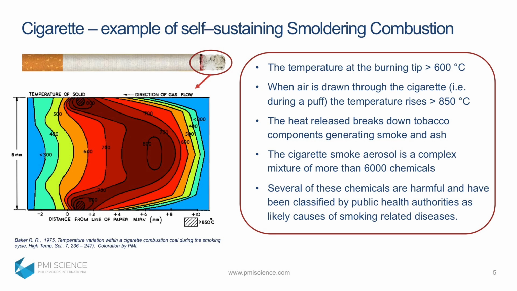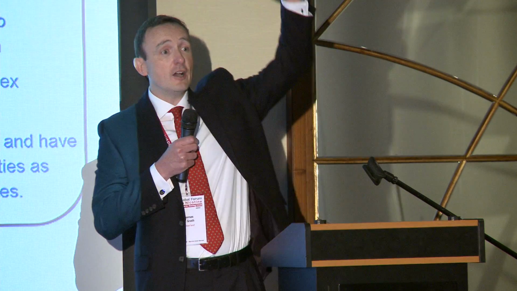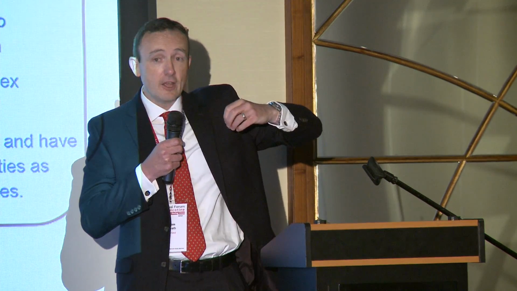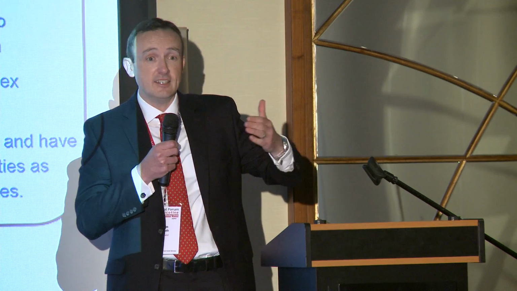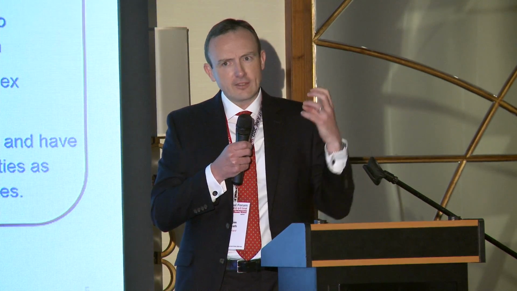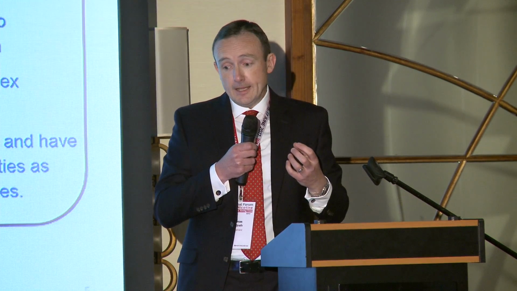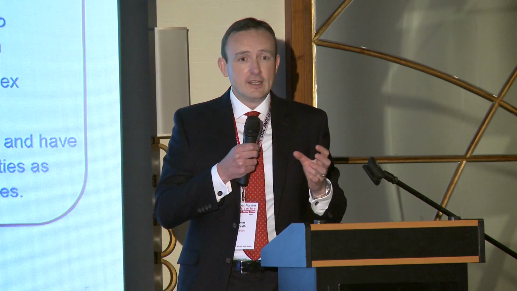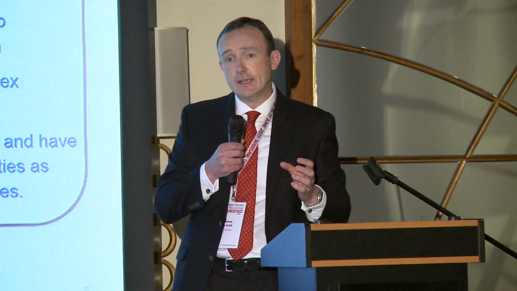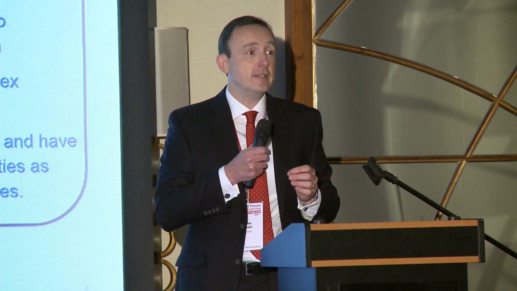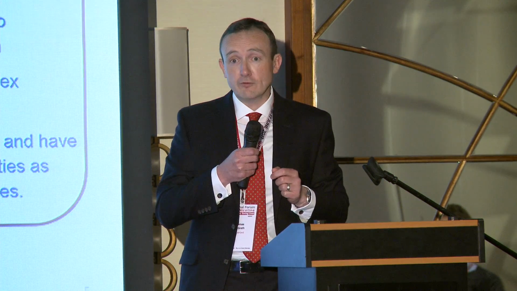This is the slide I used yesterday. When a smoker initiates the self-sustaining combustion reaction by taking a lighter to the tobacco, the fuel, the temperature at the tip is around 600 degrees C. And as mentioned, when you bring in air and feed that combustion reaction, the temperature rises. Every time a smoker pulls air through the product, the temperature rises, and you can see this very clearly at nighttime. All of that thermal energy breaks down the tobacco components in the cigarette and leads to the formation of a very, very complex smoke aerosol. There are about 6,000 chemical compounds in there, and several of them have been classified by public health authorities as the main cause or the likely cause of smoking-related diseases.